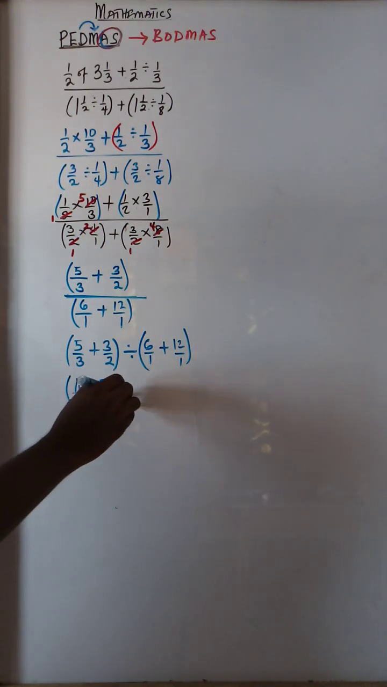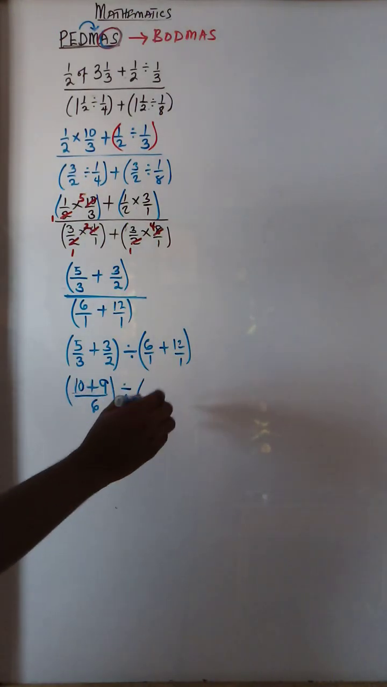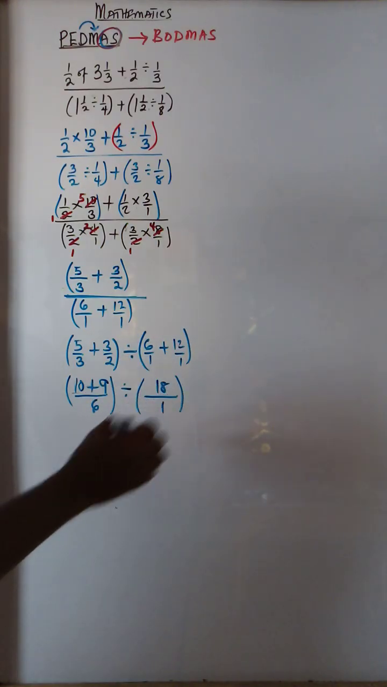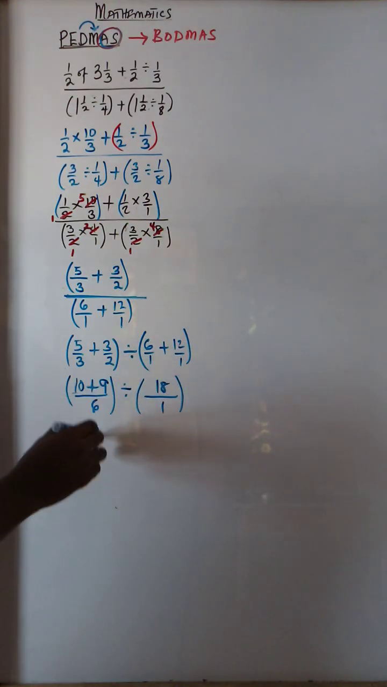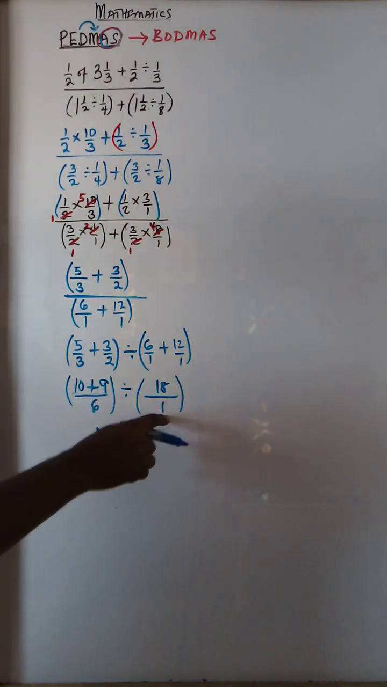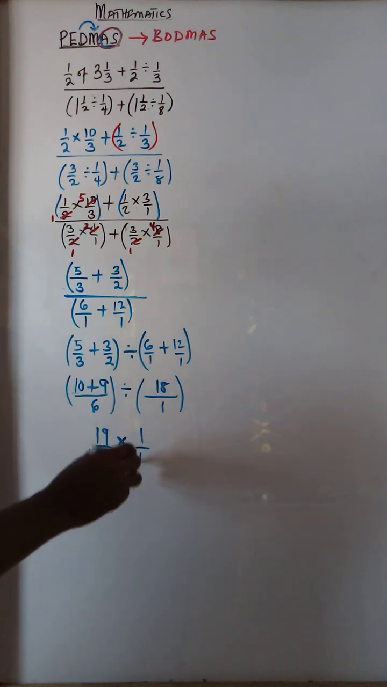Since they are the same denominator, we can just add the numerators. 6 plus 12 is 18. What next? 10 plus 9 is 19 over 6. Then this one times, when you turn this division to multiplication, what happens? So the reciprocal is 1 over 18.